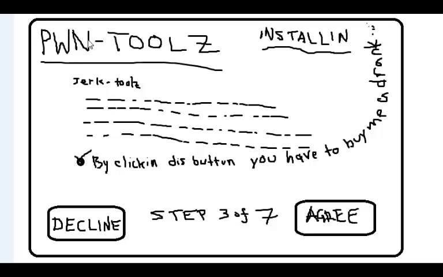Okay, so anyway, imagine you're trying to download and install this software called Pwn Tools, and here's the installing process. This is usually step 2 or 3 or something. And there's this decline button over here, and the agree button over here. If you don't really read this and figure out what you're agreeing to, well, you might just sell your soul to the devil. So you want to make sure that this is unchecked, and you also click decline, or just click decline, and you won't install jerk tools.